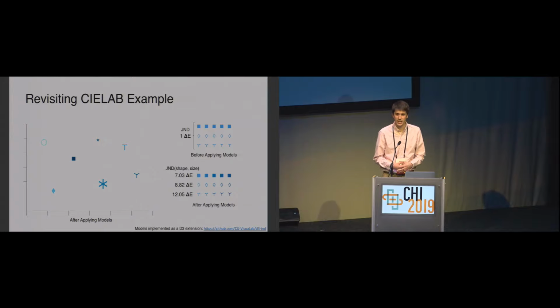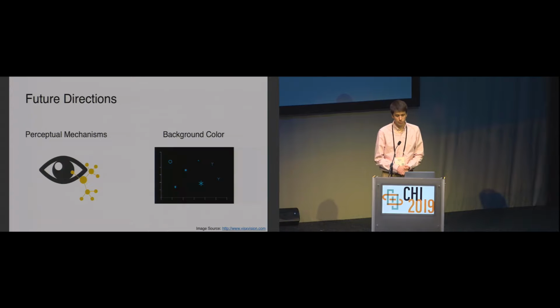And so the differences in data that these colors are encoding become meaningful again. And so this is the power of modeling separability. So future directions for this work include running additional experiments to better understand the precise perceptual mechanisms at play here with shape, size, and color.